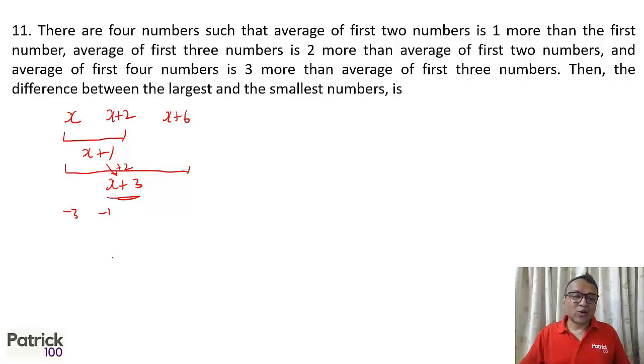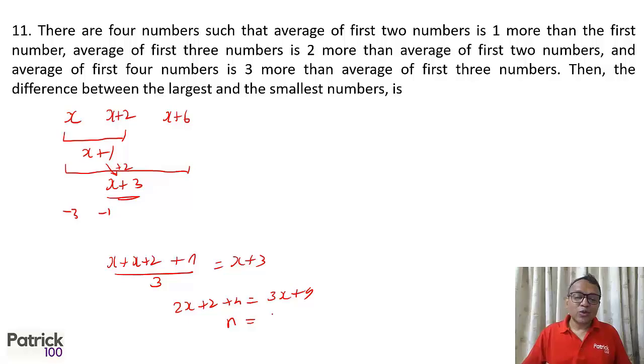You can do the calculations also. x plus 2 plus x plus the third number, say n. The average of the 3 is equal to x plus 3. Solve this: 2x plus 2 plus n equals 3x plus 9. So from that, taking it to that side, you will get n equals x plus 7. So x plus 3 and minus 4, you add plus 4, you'll get x plus 7.